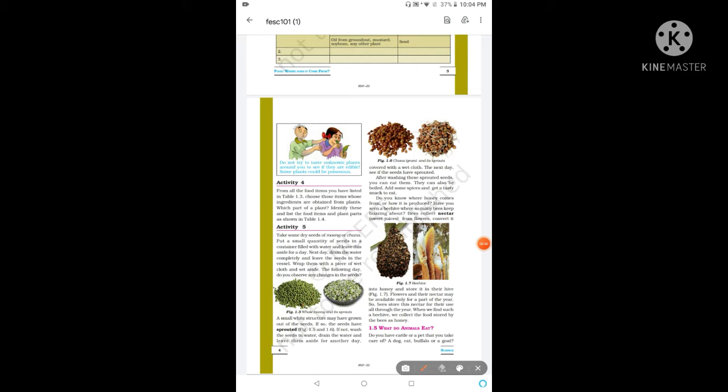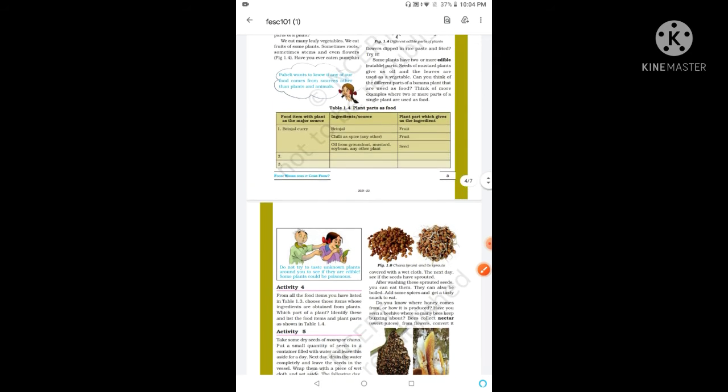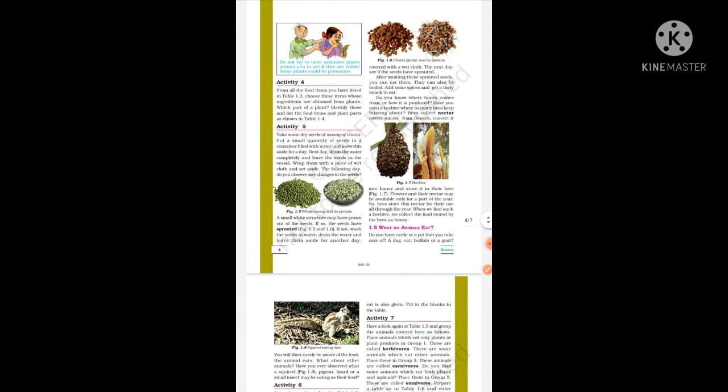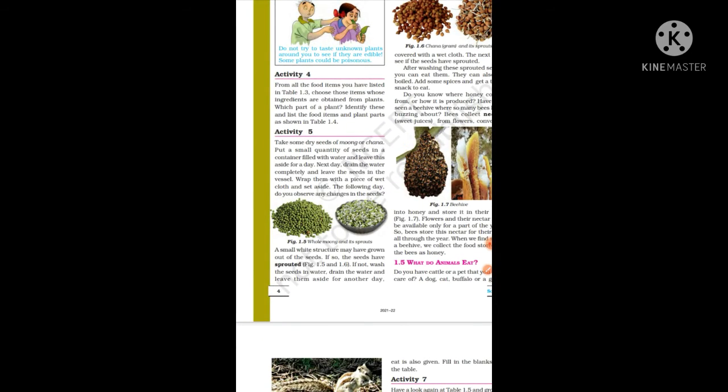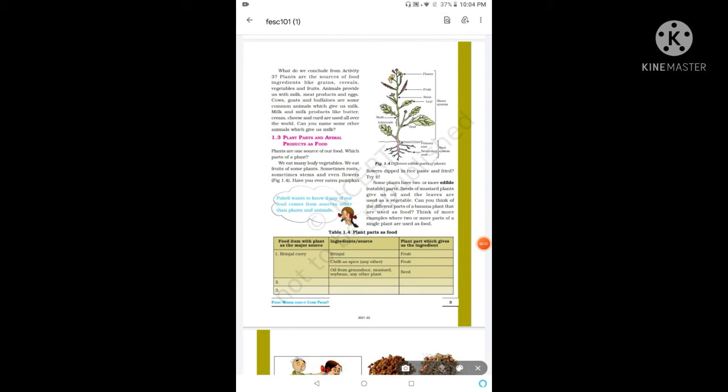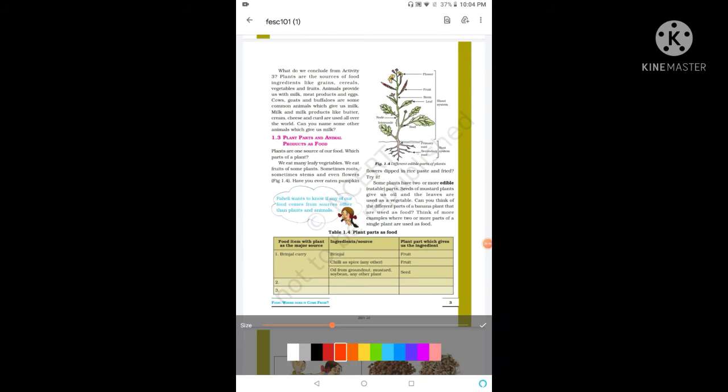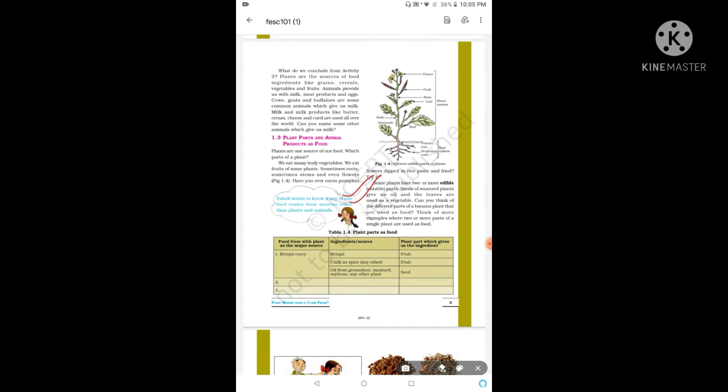And today we will do from this part, from activity 4. So I hope you have done a revision till this part, right? And if you have not done, so please do it today. Please do it today till here, right? Now let's continue our today's chapter.